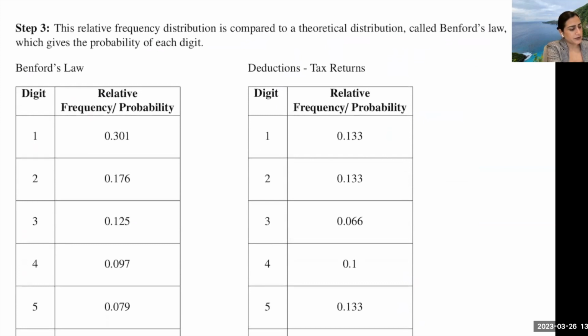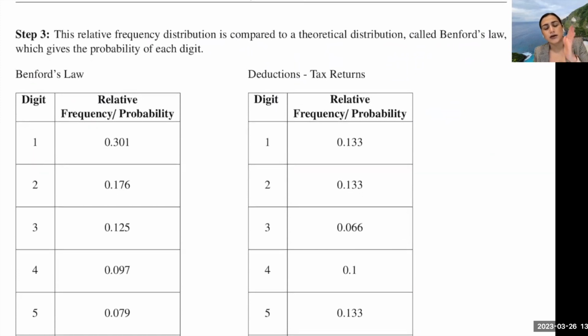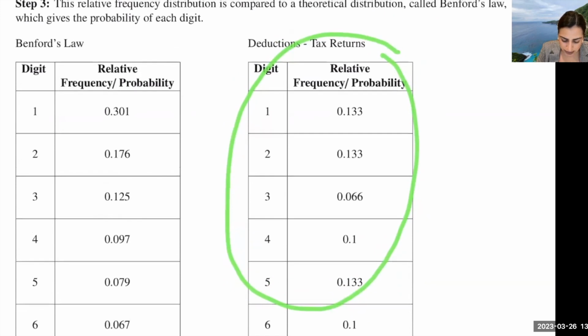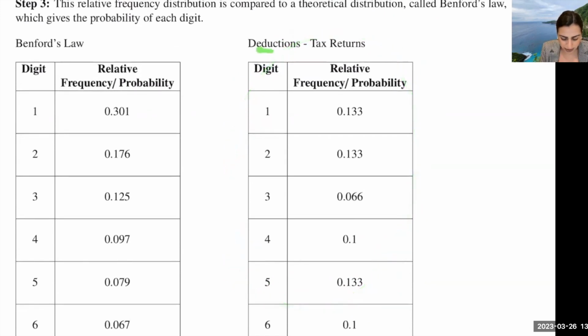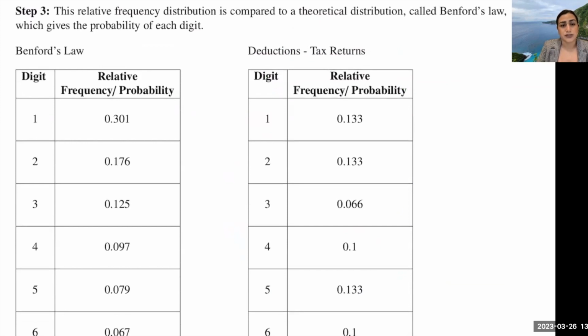This is step number 3. We're actually going to compare the relative frequency that we just found, which is also known as a probability distribution here. We're going to compare that one, this is the one that we just calculated. I just wrote all of them here for us for Roger's tax returns. We're going to compare that to something that's called Benford's law.